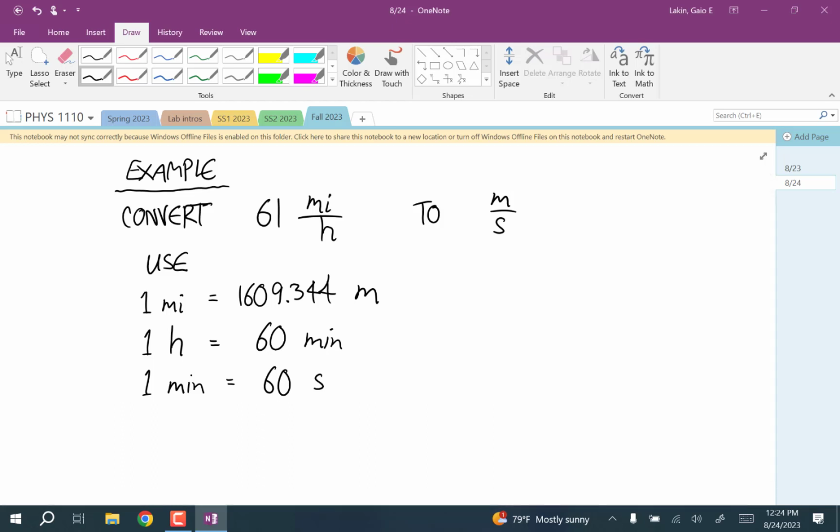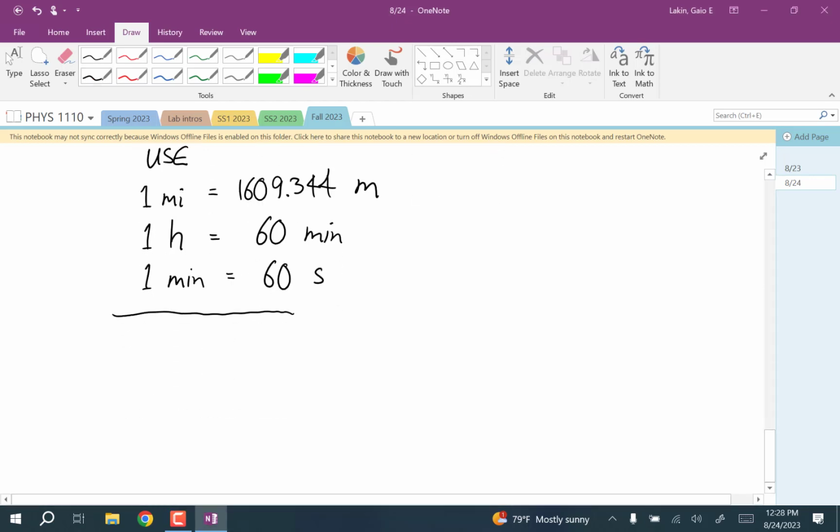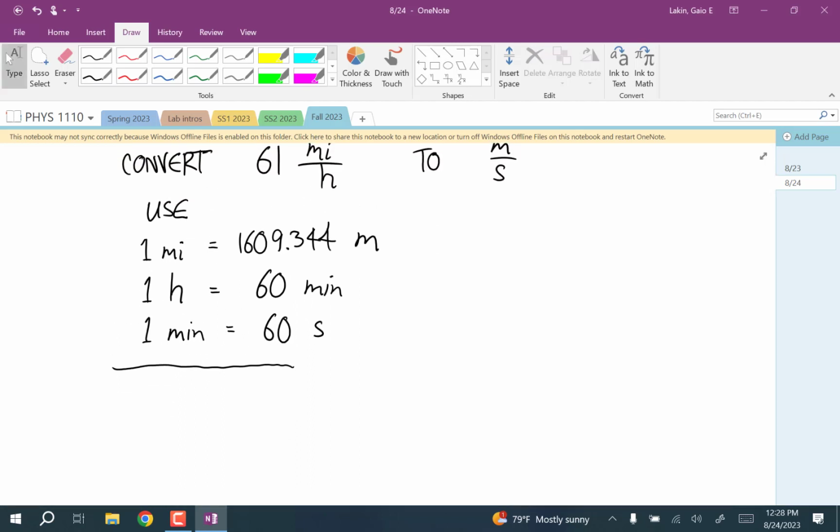So take a few minutes and see if you can work through this. You can compare answers with each other as you go. Ask me if you get stuck, and then I'll go through it once I've given you some time. Okay. So I'll start with the fraction bar. In the numerator, we have 61 miles. In the denominator, we have hours.